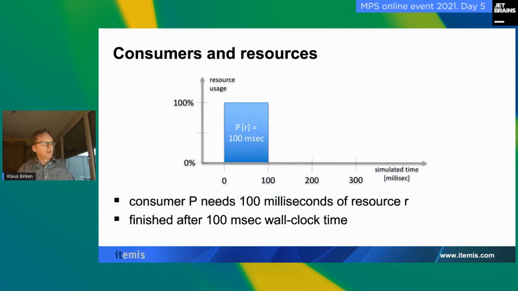So this is a very simple example. We are always talking about consumers and resources. Consumers consume resources while they are executing. In this example, we can see the time from left to right and the consumer P, which needs 100 milliseconds of resource R. The resource might be a CPU or a network or some memory.